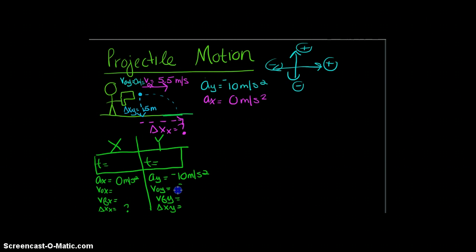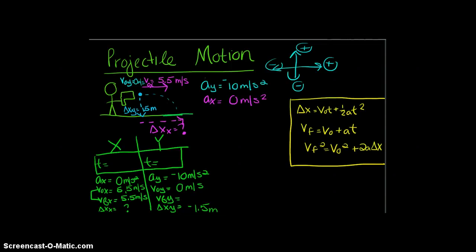V initial in the y in this case is 0. V initial in the x in this case is 5.5. Because there's no acceleration in the x direction, the value for V initial and the value for V final in the x will be the same. And the delta x in the y is a given quantity in this problem. So the bullet falls 1.5 meters down. So this again is negative 1.5 meters downward. And we're trying to find delta x in the x. So how do we go about doing that?